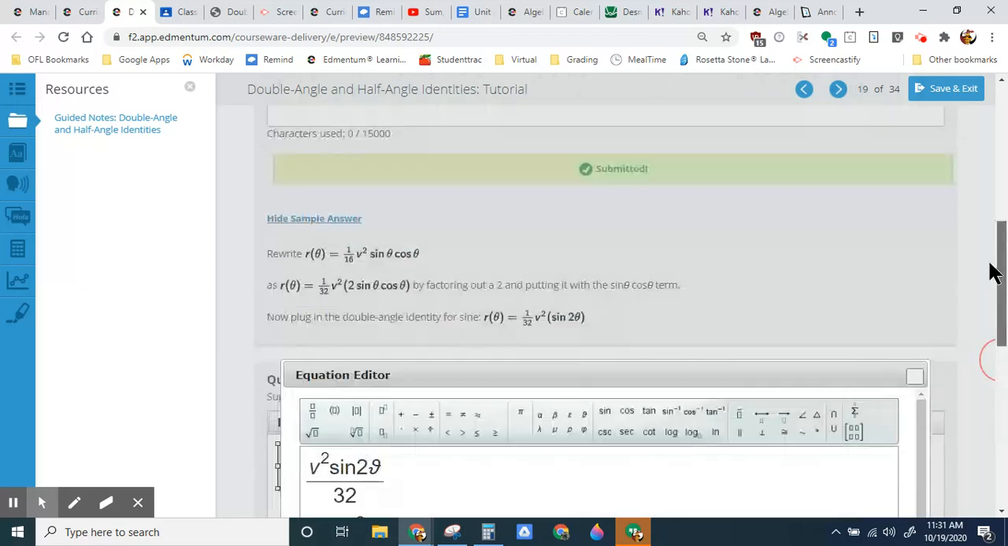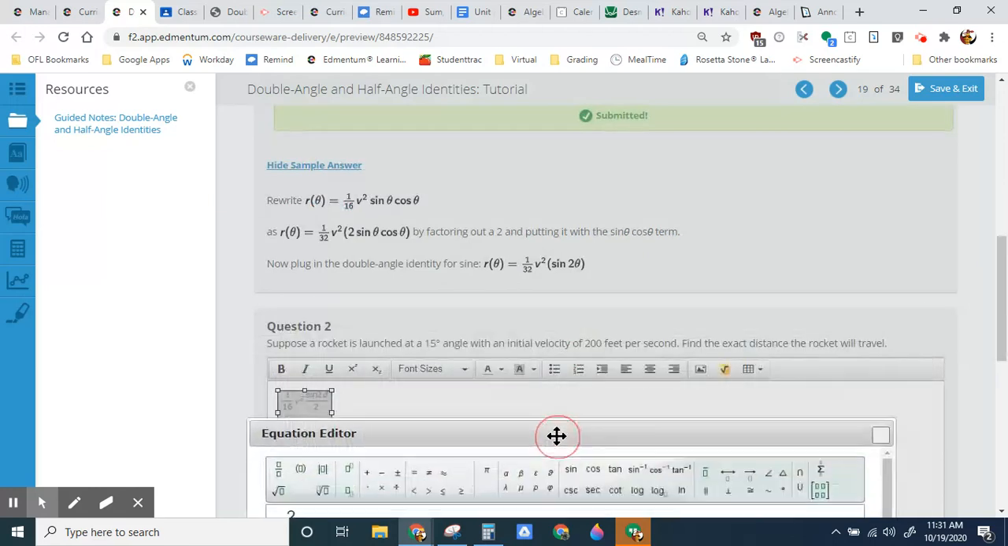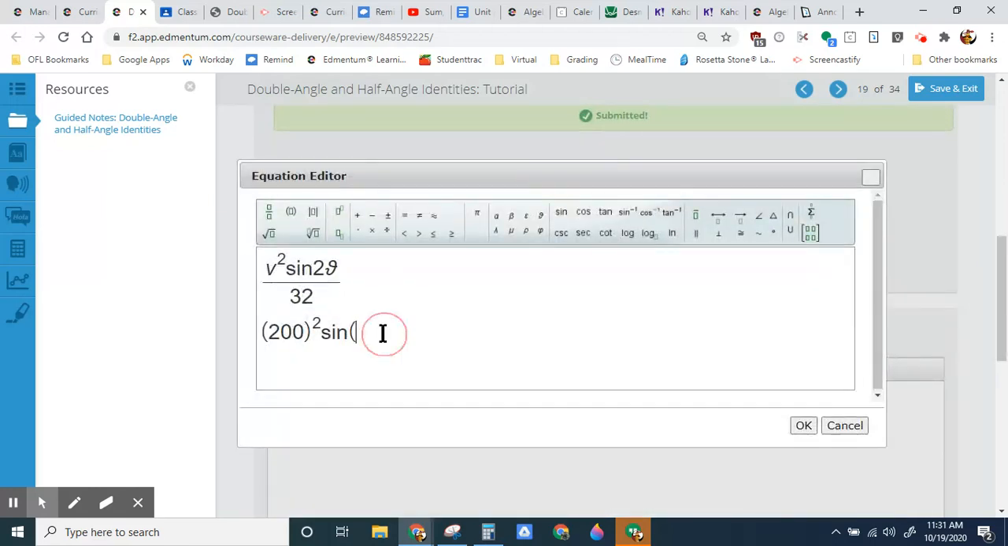All right, and then I'm going to plug in 200 for my velocity. And I'm going to do sine of 2 theta. So our initial angle was 15. Well, doing 15 is really hard to do, so that's why they're already giving me this. So 2 times 15 is 30. And all of this is going to be divided by 32. So this is going to be equal to 40,000. 4 zeros. 1, 2, 3, 4. 40,000.